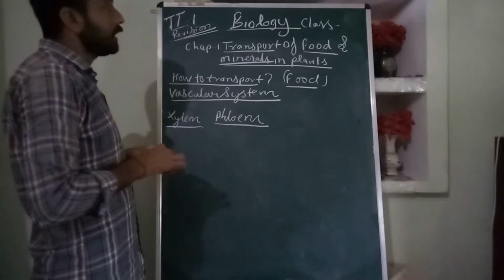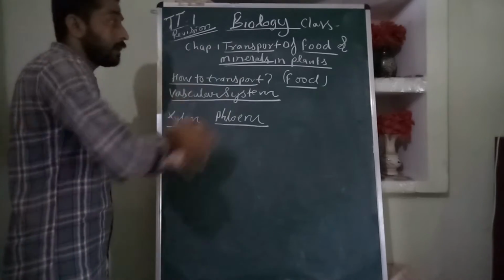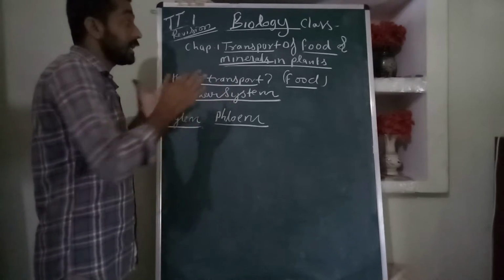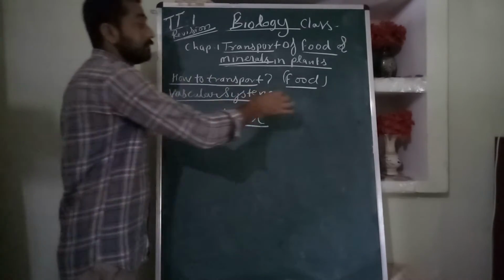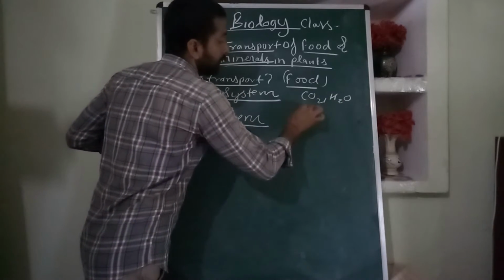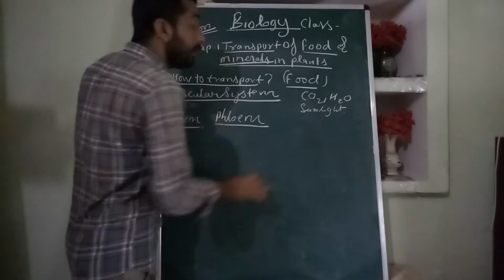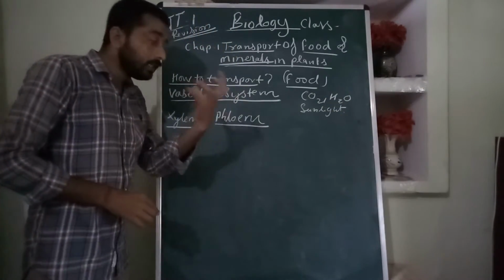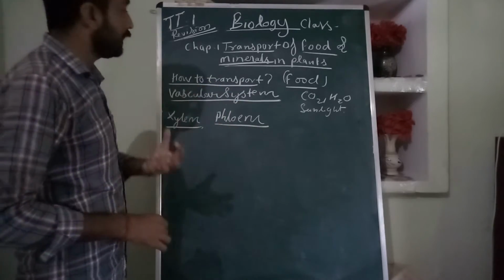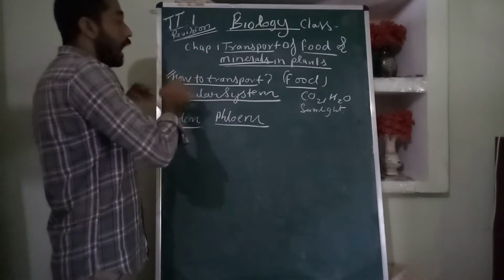And how to transport? Like transportation of prepared food from the leaves to the other parts of plants where it is required. And the next, transport of raw material like carbon dioxide and H2O, that means water, and how to get sunlight and tap the photons of sunlight and change them into chemical energy. But how is it possible? Okay, so this question is how to transport.